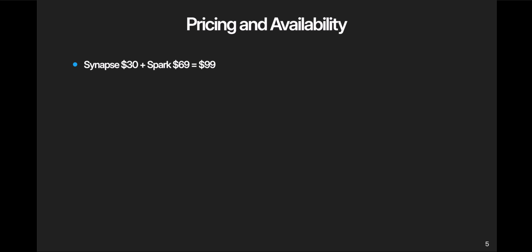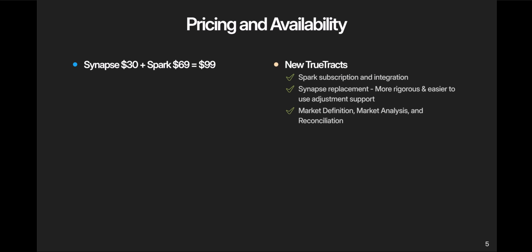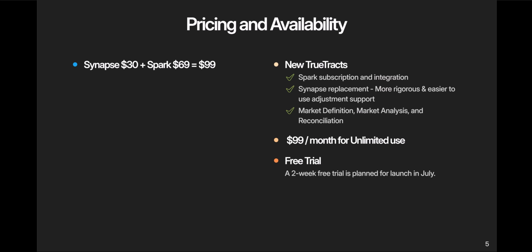We know that you guys are being squeezed in every direction right now. Fees, turn times, expectations. The last thing we want to do is price this out of reach. So TrueTracts will include the Spark subscription, a more rigorous and easier to use version of Synapse for adjustment support, and all the other stuff, market definition, market analysis, reconciliation. And it will all be for just one fee of $99 per month, and that's for unlimited use. You'll also be getting a free 2-week trial. The launch is planned for at some point in July.